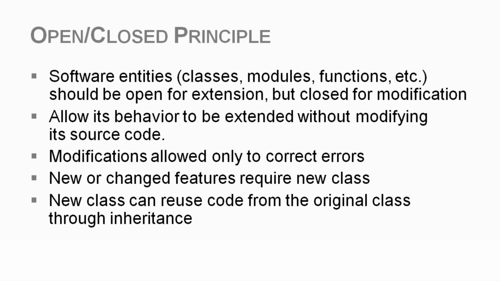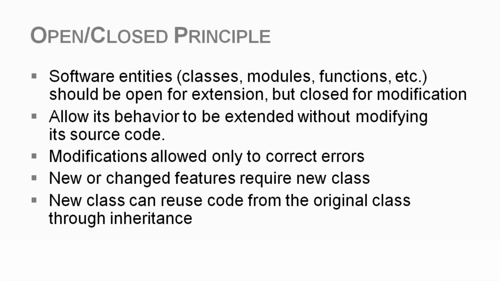And the best example we have in C# is inheritance. When we create a class, we want to extend it by using inheritance. We don't want to modify it to add features. So we want to allow its behavior to be extended without modifying the source code. So we do have to think when we construct the class, what should be public, what should be protected, and what should be private, in order to help with extension, but not go too far.